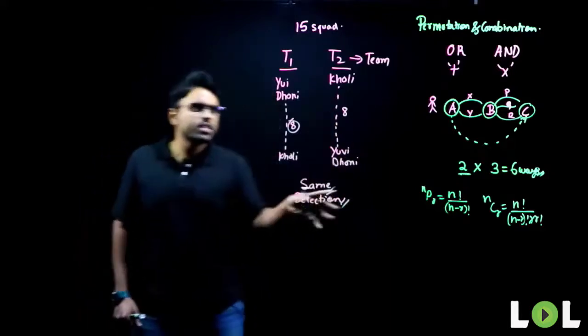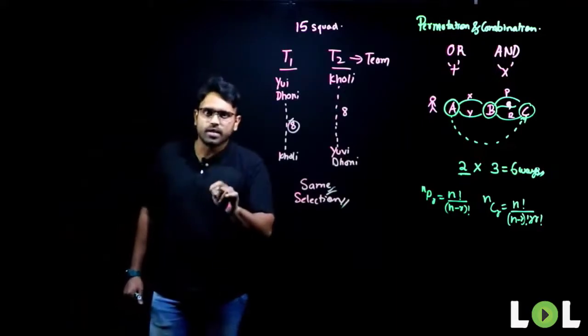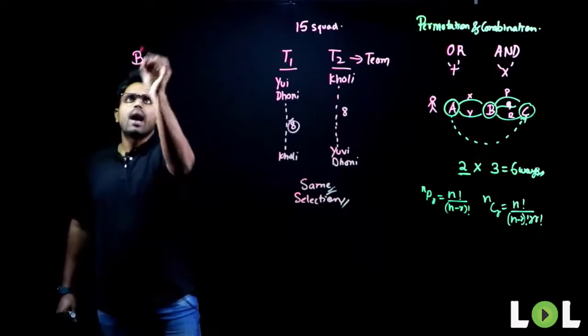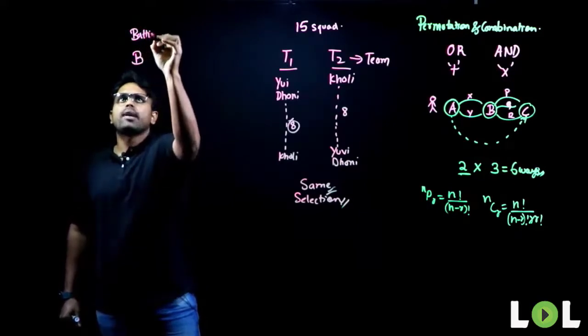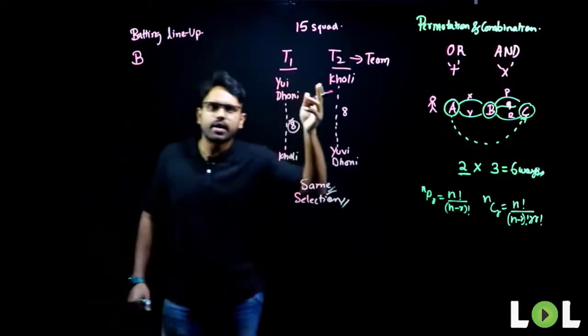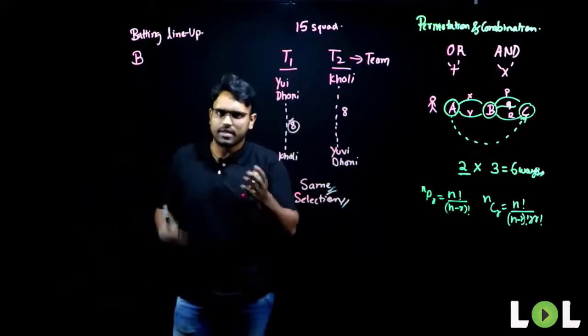Okay, great. This is about selection. Now, let's move to another scenario and understand what is arrangement. Listen carefully. Now, I'm talking about batting lineup. What is batting lineup? What do we decide in the batting lineup? Who goes as an opener, who goes as a pinch hitter, who goes as a tail ender. This is what we decide.